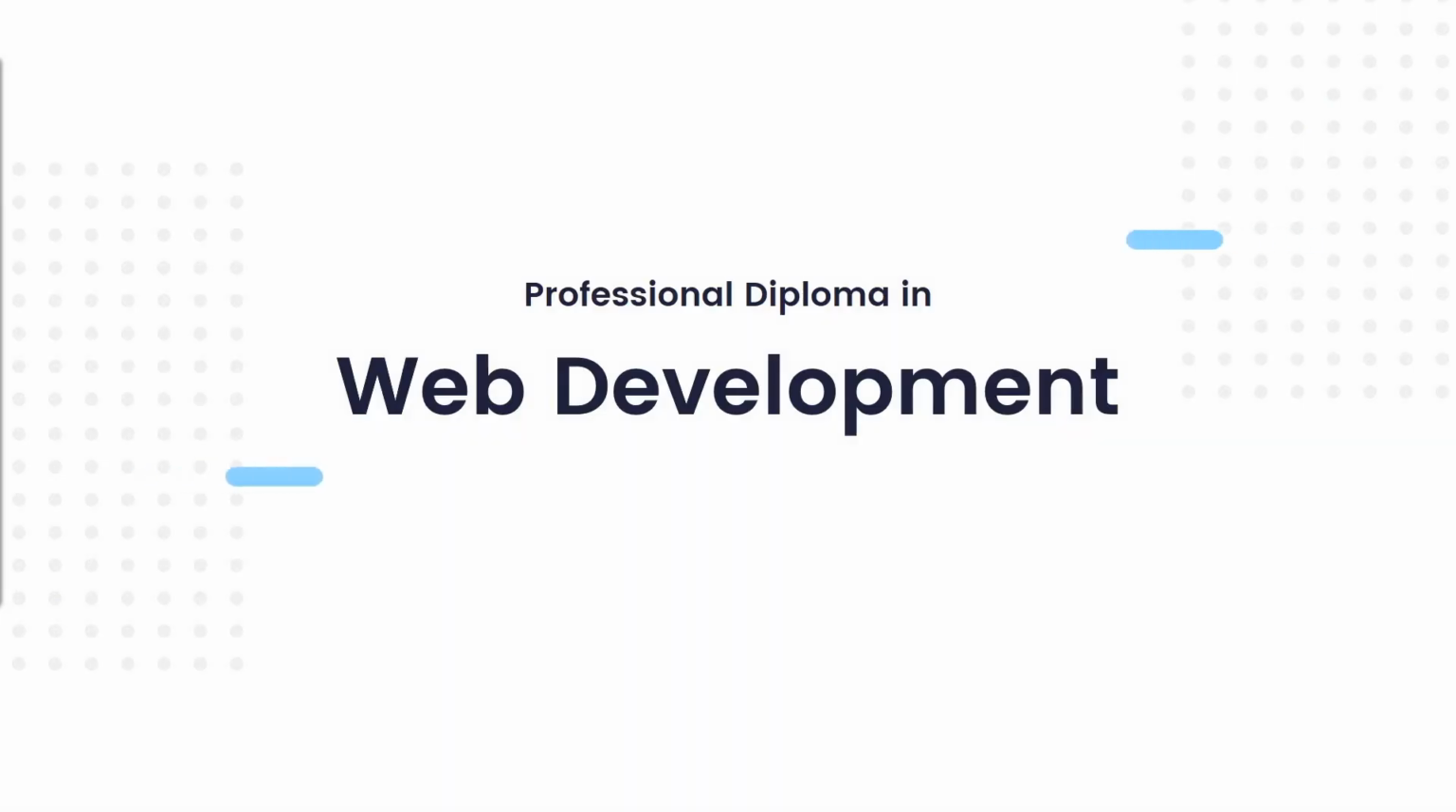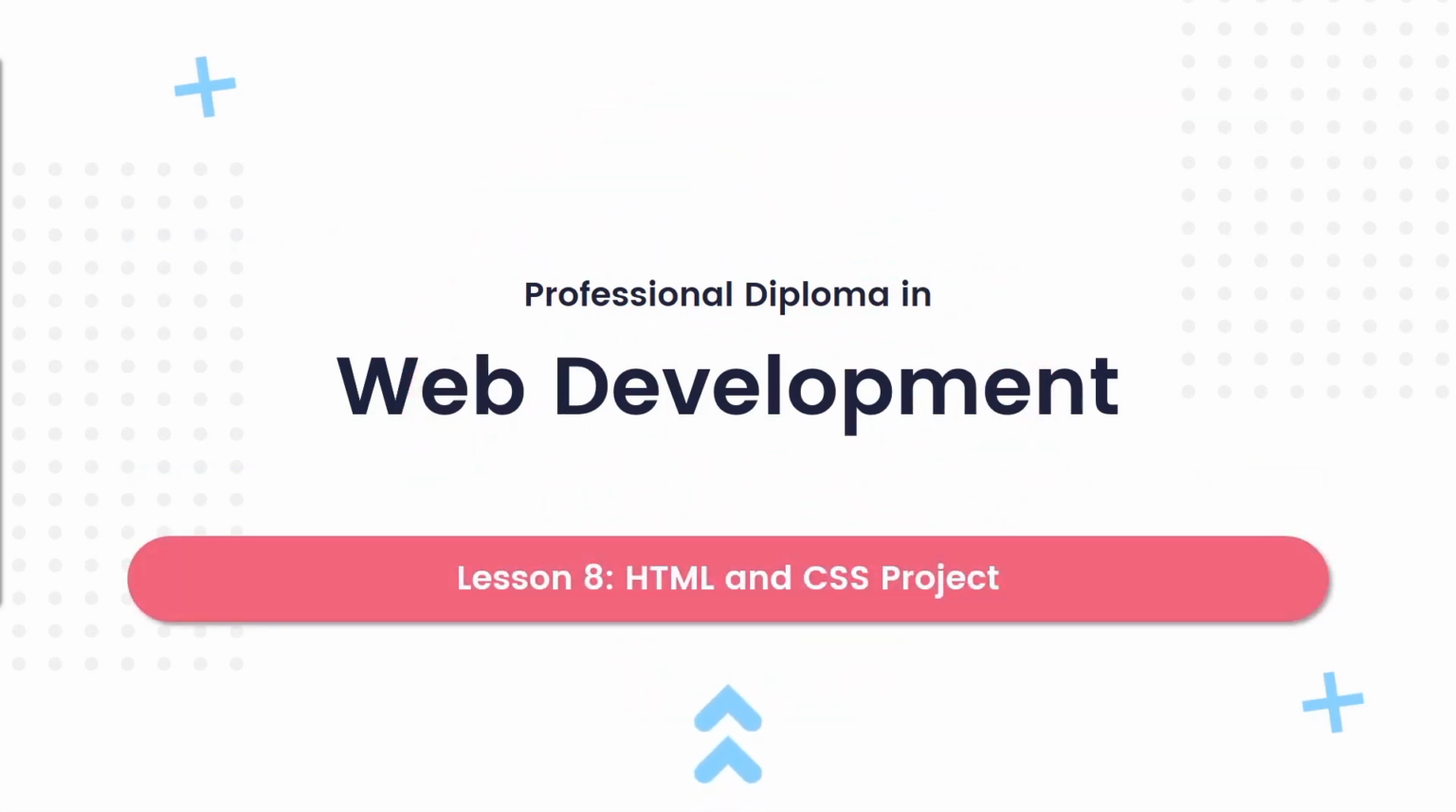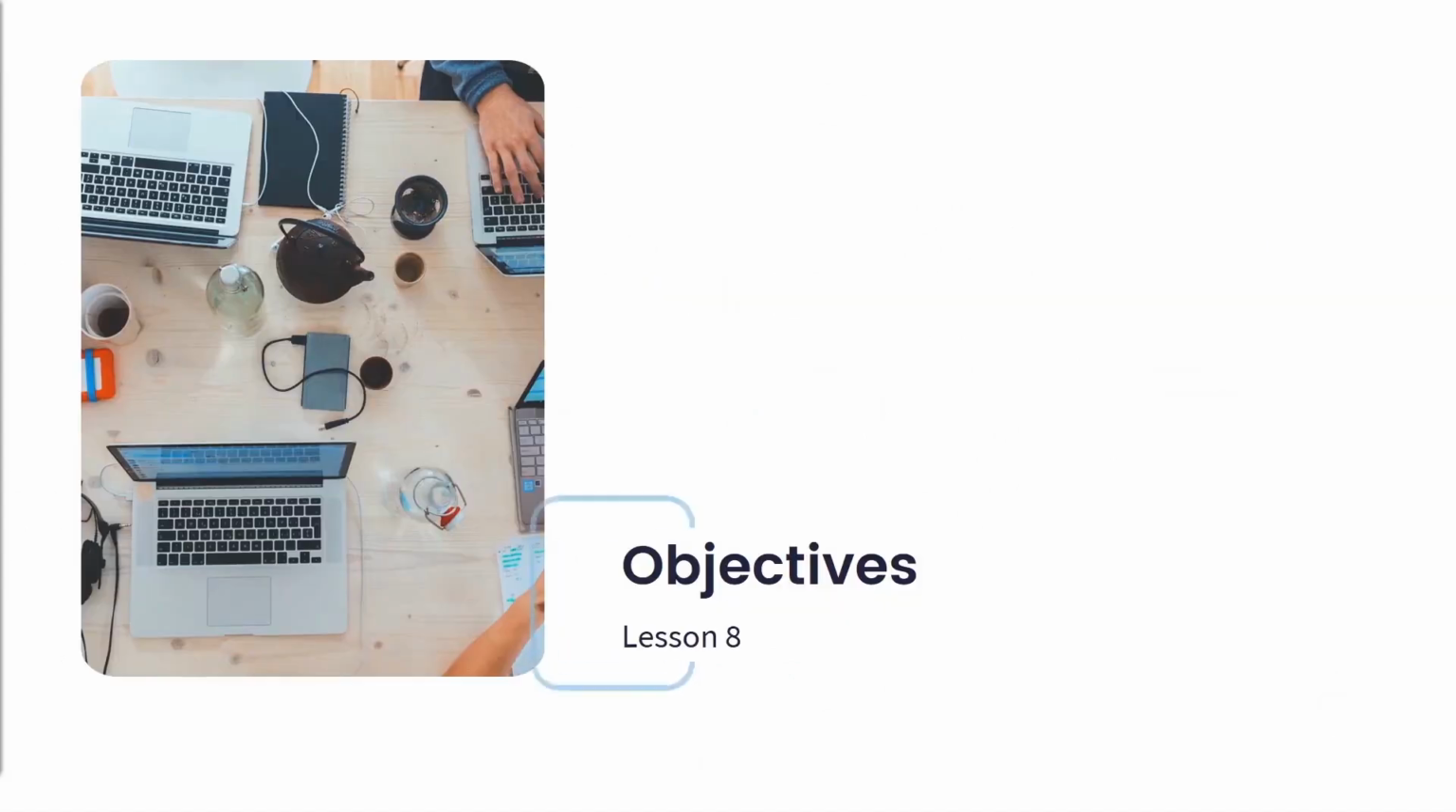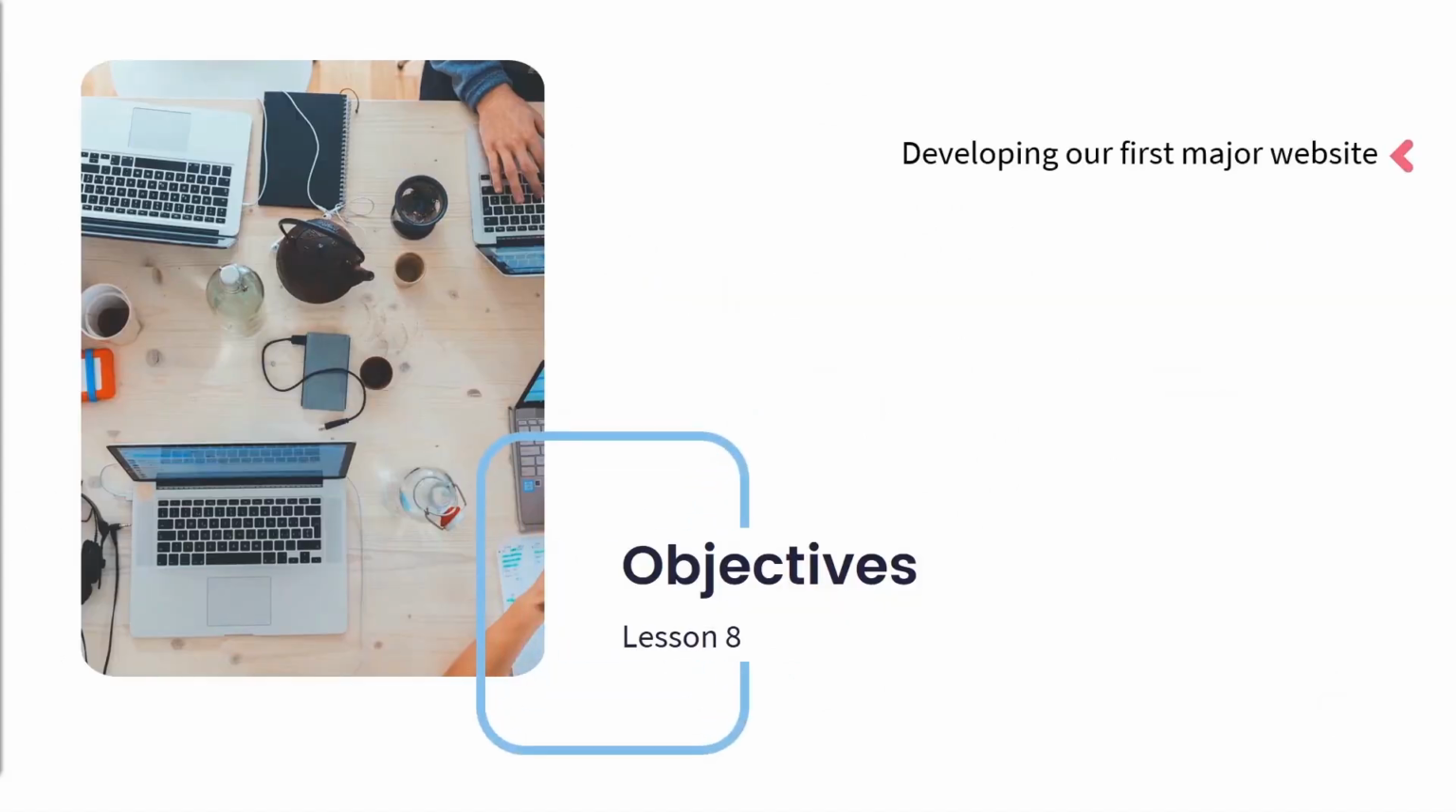Now, as mentioned before, in today's lesson, we are going to be covering HTML and CSS as a project for lesson 8. Now, before we get started, let's have a look at the objectives for today's session. You'll be surprised that we only really have one objective, and that's developing our first major website. Given that it's only going to be a single page application, we are going to be taking every single concept that we've learned in HTML as well as CSS, and we are going to be applying it in today's session. Now, before we get started, let's have a look at the tip of the day.